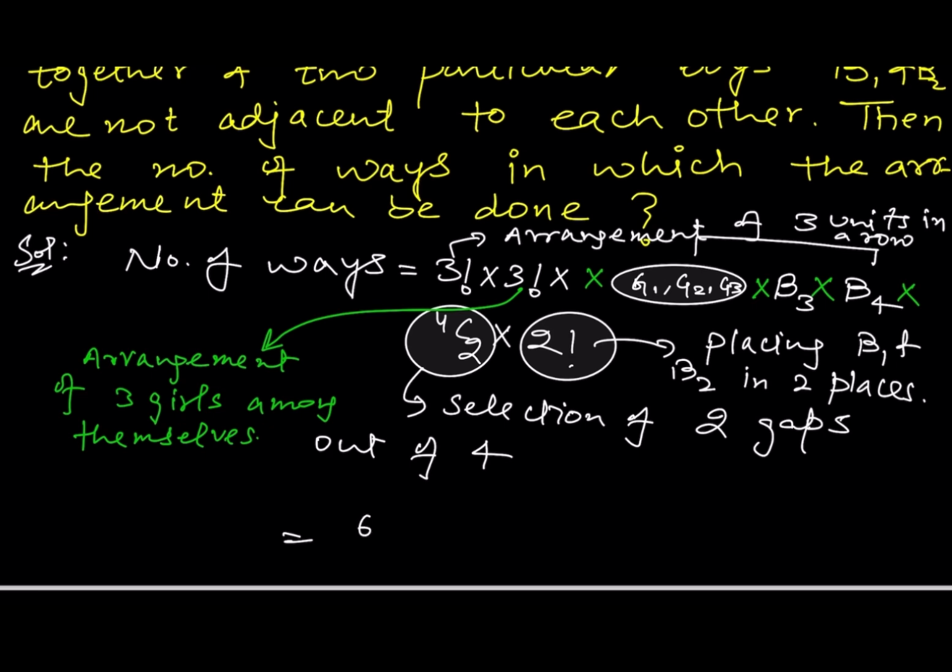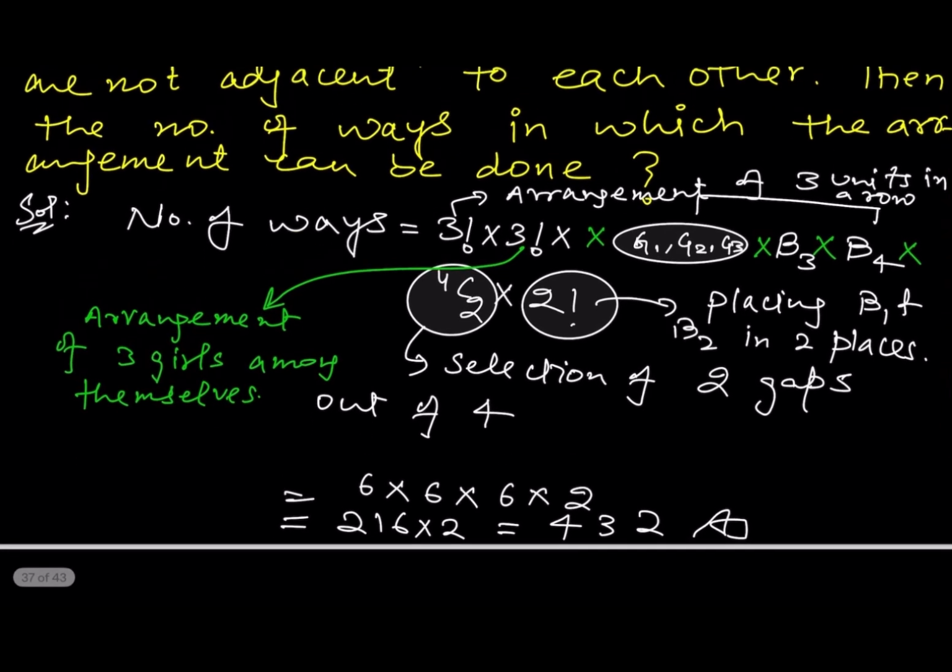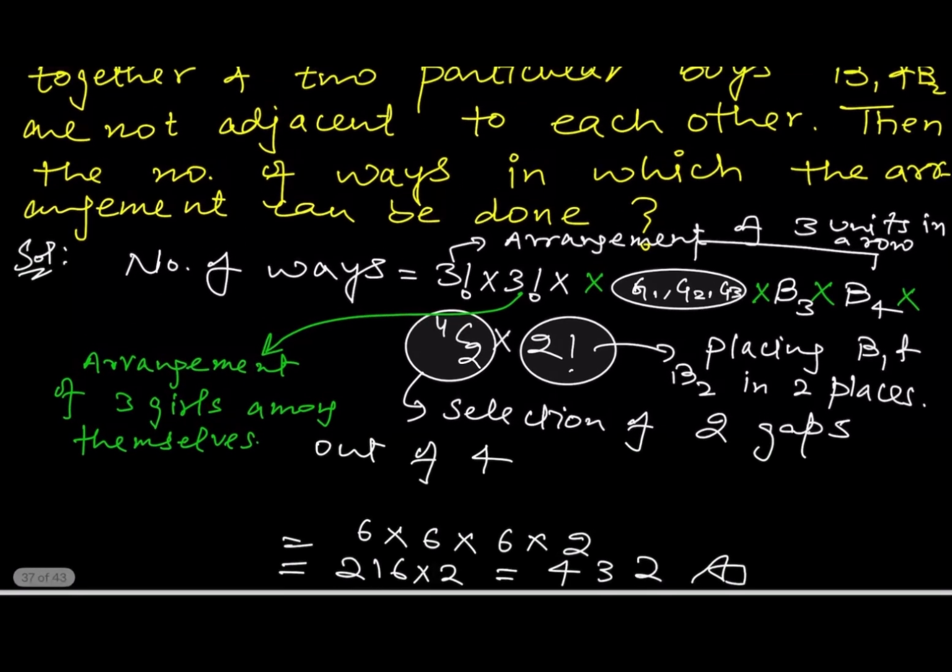So how many ways will it become? 3 factorial is 6, 3 factorial is 6, 4C2 is 6 and 2. 6 sixes are 36, 6 times 36 is 216, 216 into 2 is 432. 432 must be the correct answer.